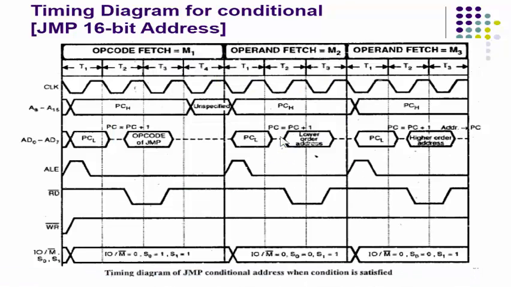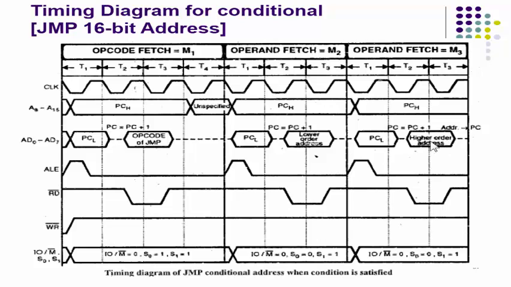So during the execution, the program counter gets incremented thrice. In the first machine cycle, M1 machine cycle, PC is equal to PC plus 1. In the second machine cycle, it also gets incremented by 1, and in the third machine cycle, it gets incremented by 1. Then the address is given to the program counter. So this is the timing diagram in case of satisfied case or true condition.